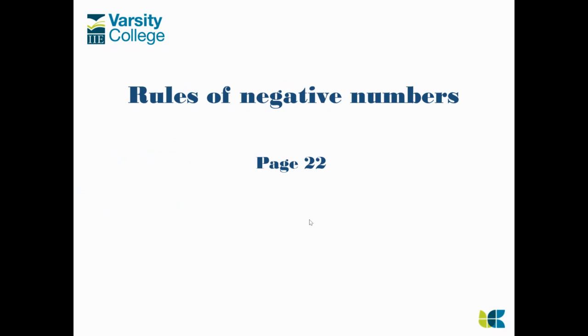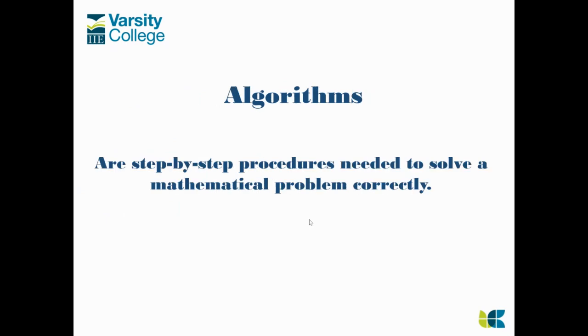Rules of negative numbers. Here we're talking about when you divide negative numbers, what happens? When you multiply negative numbers, what happens? When you add a negative number to a positive number, what happens? When we minus a negative number from a negative number, what happens? Things to that effect. But we'll see these things practically when we go through exercises together. Then algorithms.